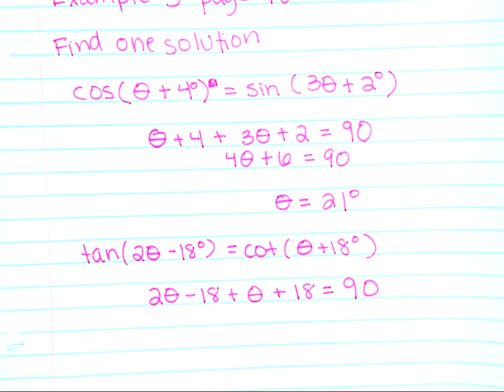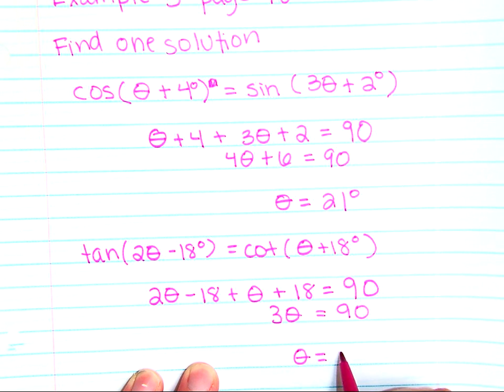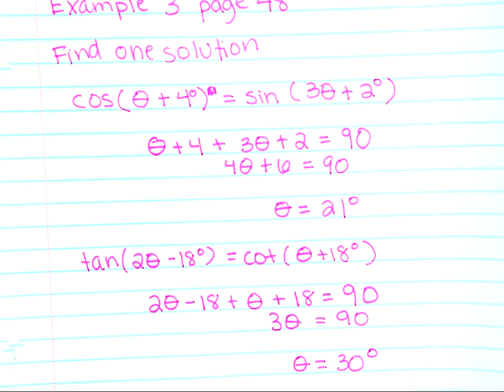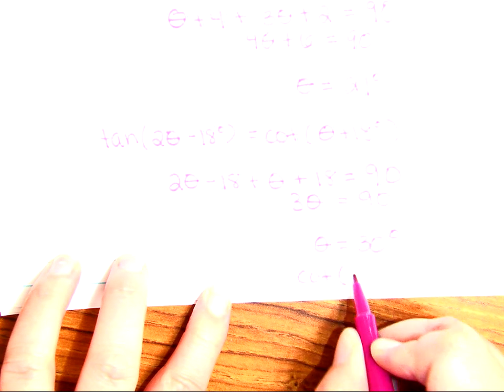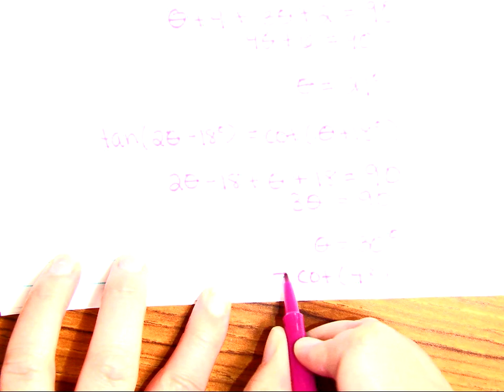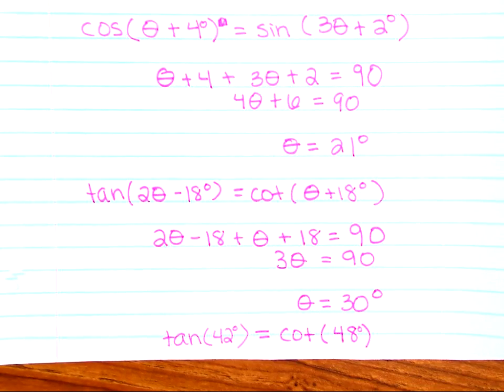Okay. What's going to happen here? It's my 18 and my 18. Those are going to go to 0. So I'm really going to have 3 theta equals 90. So my theta should really be 30 degrees. Which means if I plugged this in, the cotangent of 48 degrees would equal, 2 times my 30 would give me 60, minus 18, the tangent of 42 degrees. And those two things do equal each other. You can use your calculator to check.